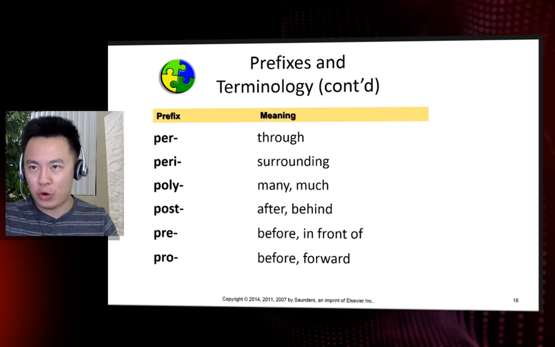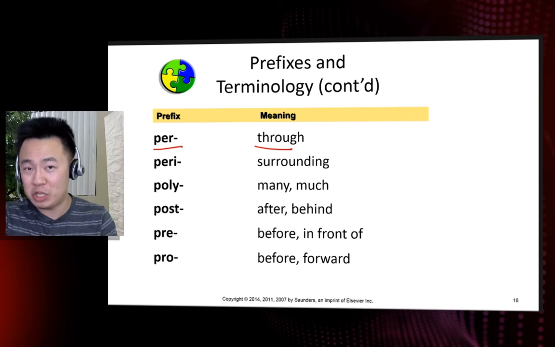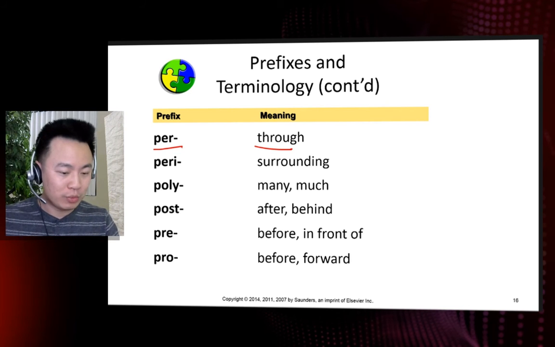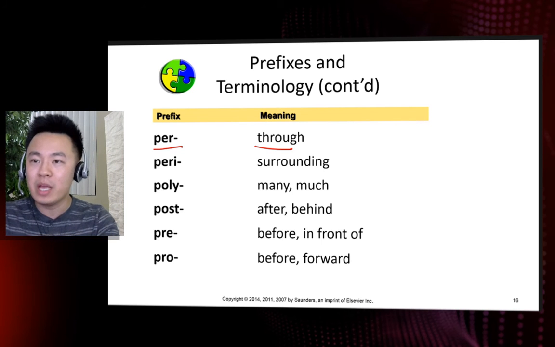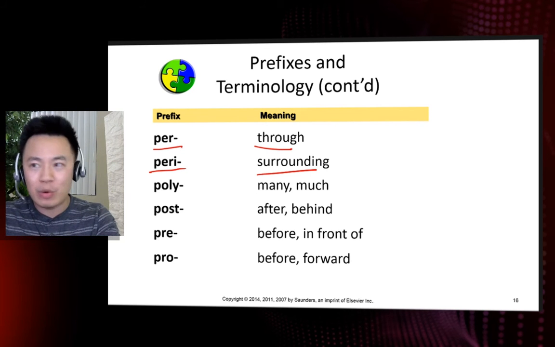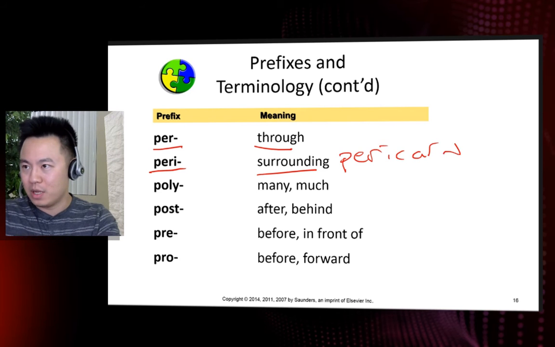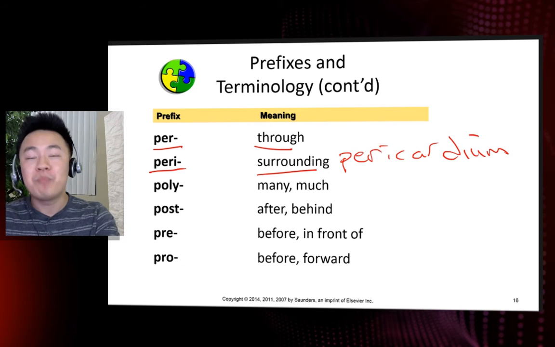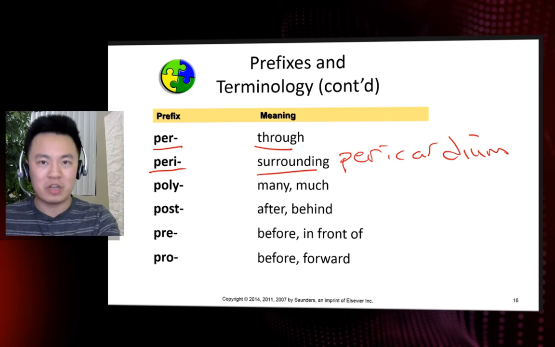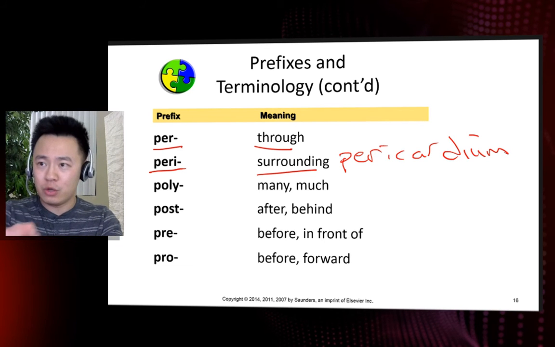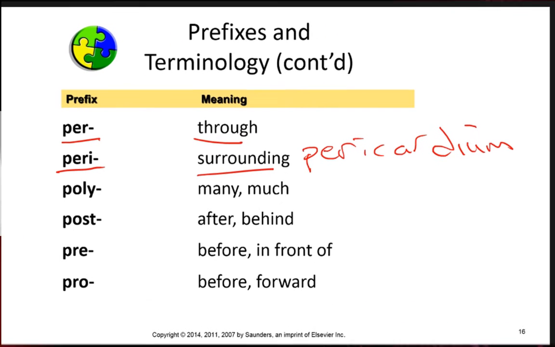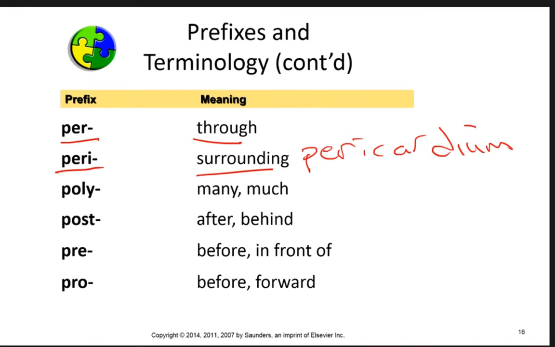How about per? Per here means through, not to be confused with when the cat purrs. That's P-U-R-R. Per here means through. We also have peri, which means surrounding. We definitely remember pericardium, which means a membrane sac surrounding the heart, but not a structure surrounding the heart. That is too vague. But again, we use those roots, prefix, suffix definitions to derive the definition for that word.